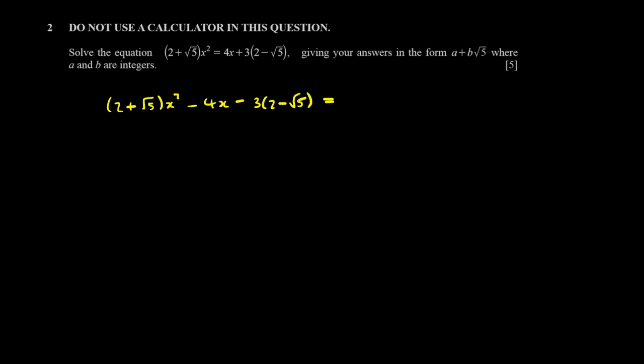Okay, and this is a quadratic equation here, where this term here is our a, 2 plus root 5. Our b is -4. We've got to be very careful about that. It's -4. And our c is minus 3 times by 2 minus root 5. So I think it's probably a good idea just to write that out so we're super clear. So a is equal to 2 plus root 5.